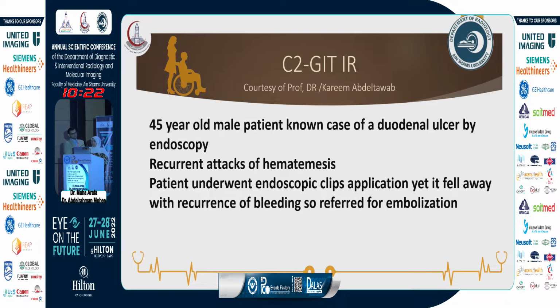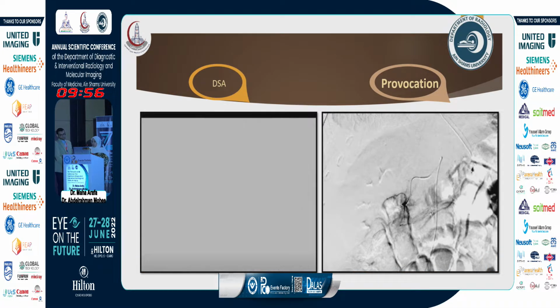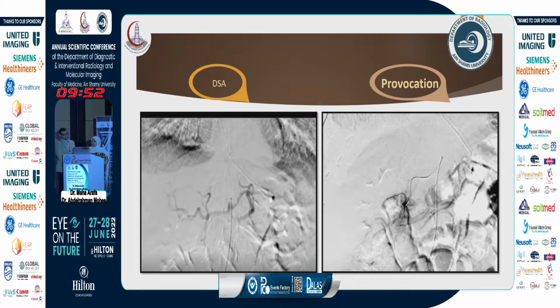The second case: as we all know, GIT bleeding is one of the most common embolizations we face in our daily practice. Here are two cases about GIT bleeding. The first one is a 45-year-old male patient, a known case of duodenal ulcer by endoscopy, with recurrent attacks of hematemesis. The patient underwent endoscopic clip application, which fell away with recurrence of bleeding, so he was referred for embolization. Initial gastroduodenal artery catheterization revealed no bleeding, likely due to a blood clot.